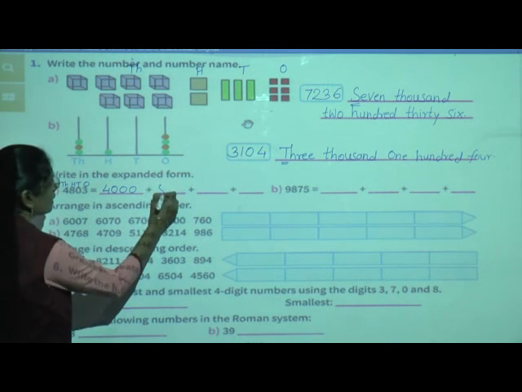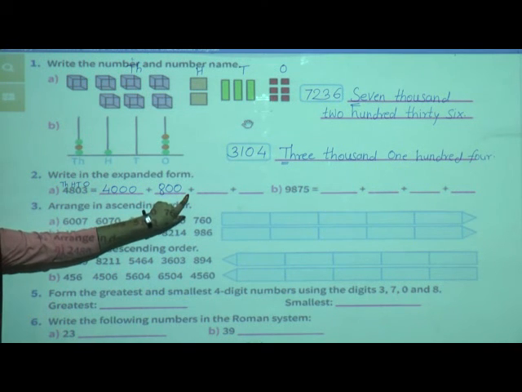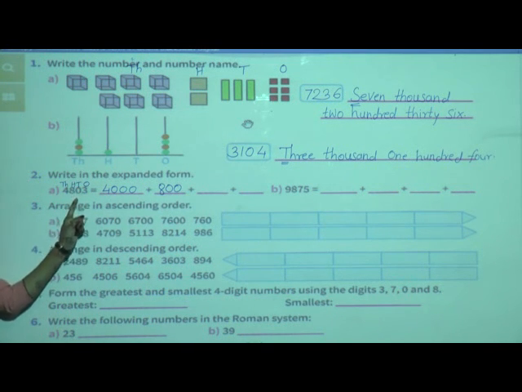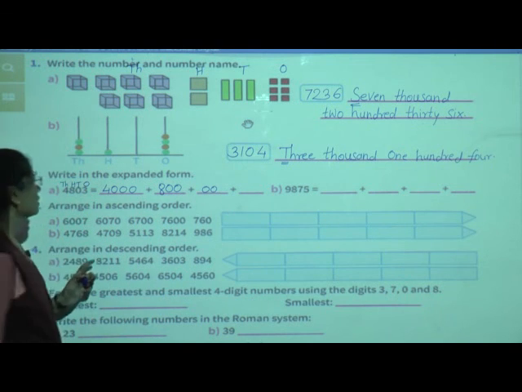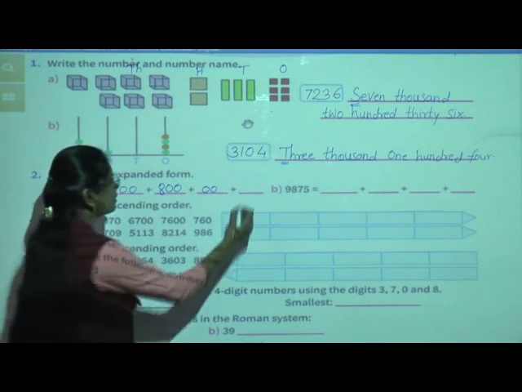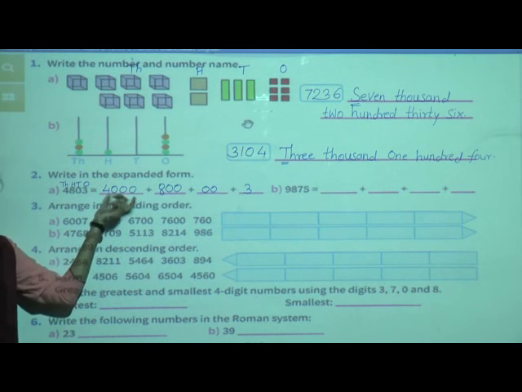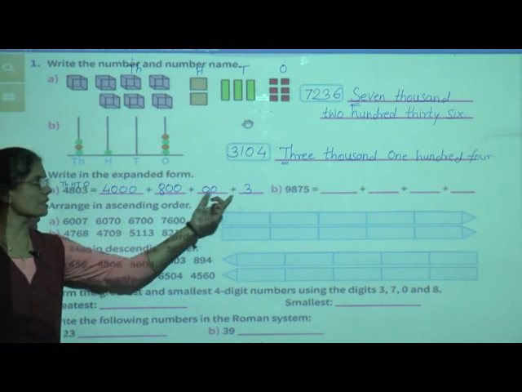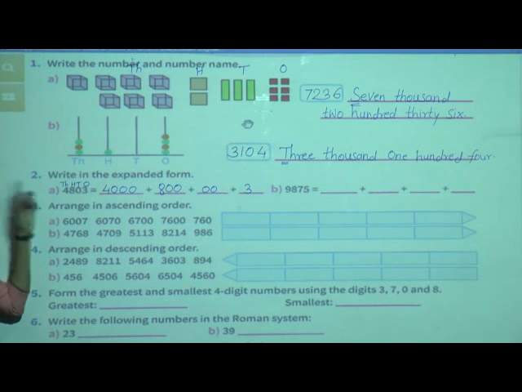So I will write here 800. Again plus sign should be there. Then see the tens place number. At tens place 0 is there, so we will put simply 0 only. Now see ones place digit. At ones place 3 is there. So what will come here? 3. Now what will be the expanded form? 4000 plus 800 plus 0 plus 3. This is the expanded form of this number.